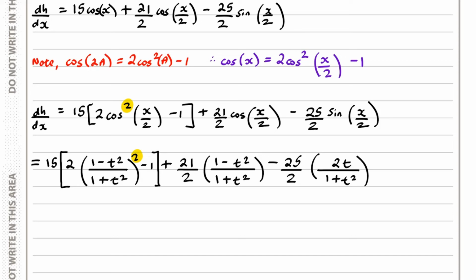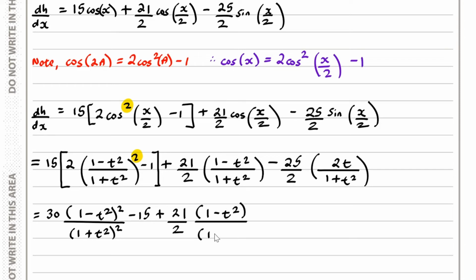Right, I think at this point it would be a good idea just to expand everything out and simplify. So here we have 15 times 2, which is 30. So we have 30 lots of, well, this term I'm going to write as 1 minus t squared squared over 1 plus t squared squared. And then we've got 15 times minus 1, which is minus 15. Then here we have 21 over 2 lots of 1 minus t squared over 1 plus t squared. And here we have minus 25 over 2 lots of 2t over 1 plus t squared.